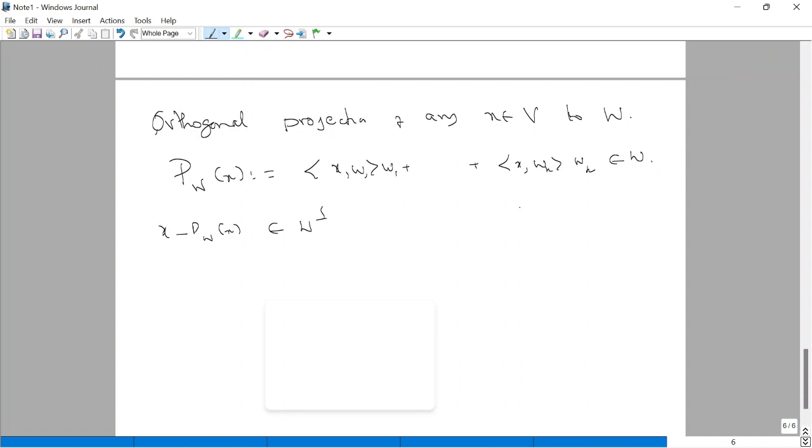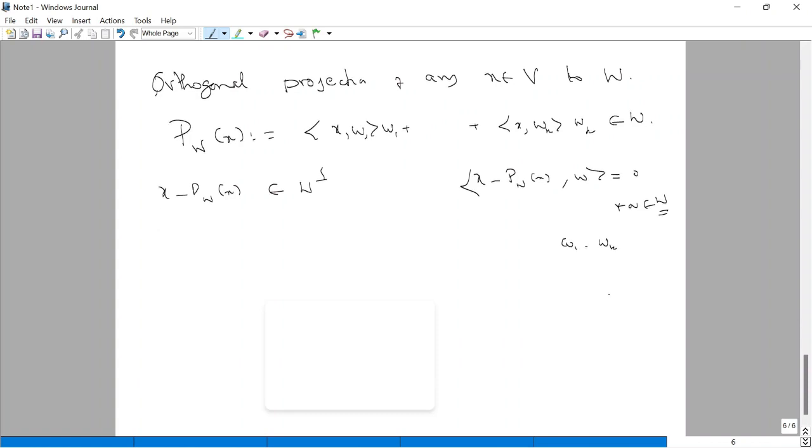To check this belongs to W perp, what do you think I have to do? I have to say x minus P_W of x, inner product with any arbitrary w, must be 0 for all w in W. But remember, W is the span of W1 to Wk. Therefore, it's enough to show the inner product of x minus P_W of x with Wi is 0 for 1 less than or equal to i less than or equal to k.